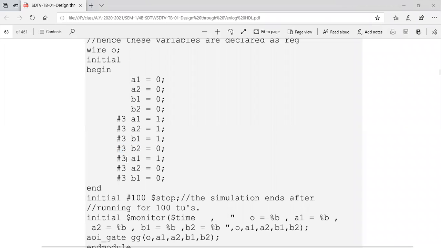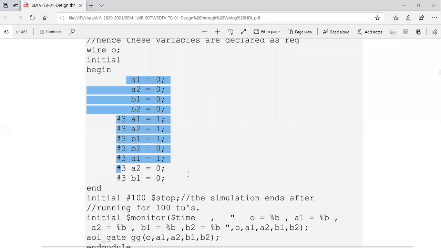After that, once again, I will be executing it with the other values. Again, I make A1 as 1. After 3 unit seconds, I make A2 as 0, and after 3 more unit seconds, I make B1 as 0.